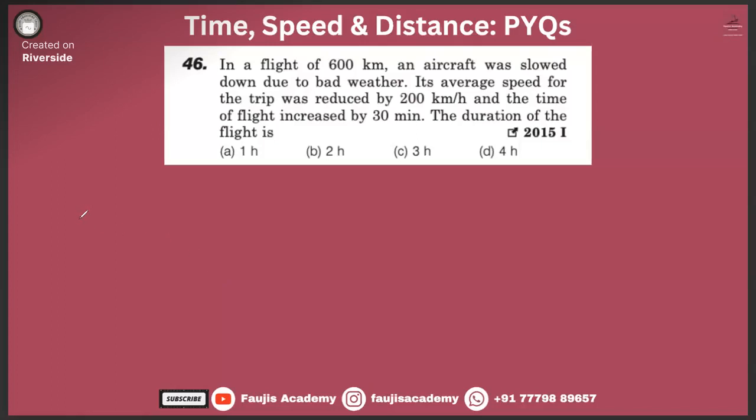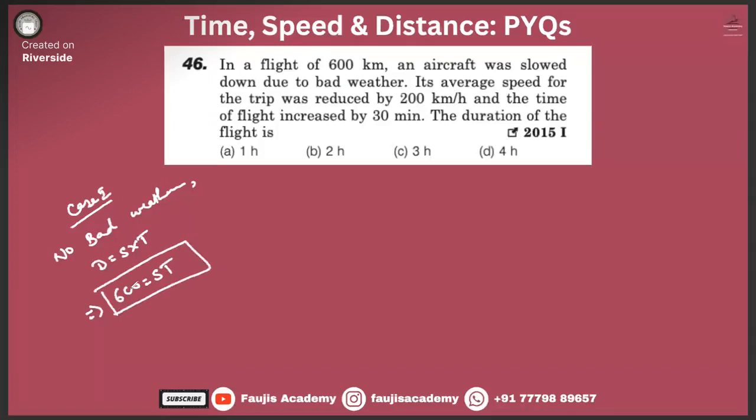So there are two cases. Case one, there is no bad weather, right? In that case, distance is equal to speed into time. The distance they have already given, 600, is equal to speed into time. We do not know what the speed is and what the time is. Let's call it equation 1.